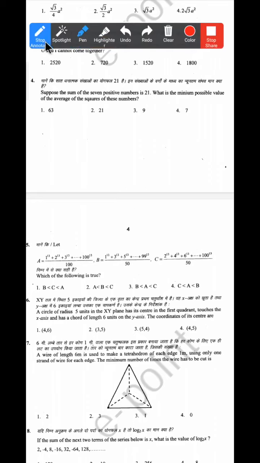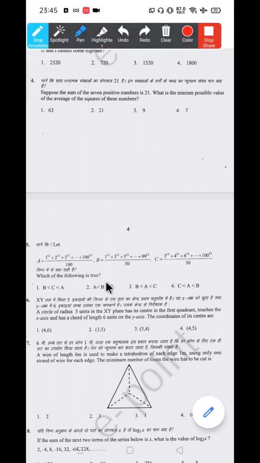1 raised to 13 plus 2 raised to 13 plus 3 raised to 13 up to 100 raised to 13 upon 100, up to 99 raised to 13 upon 50, up to this upon 50. So we need to find the relation between them, which is the smallest. Okay.